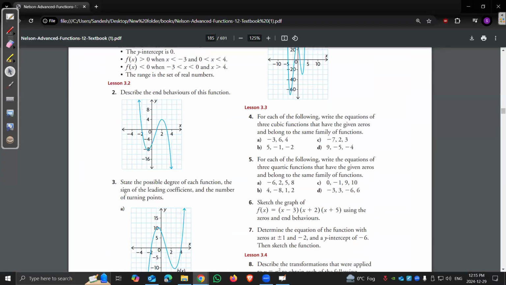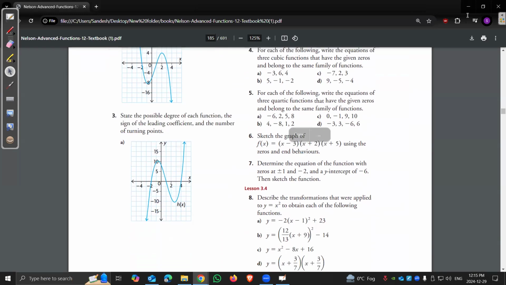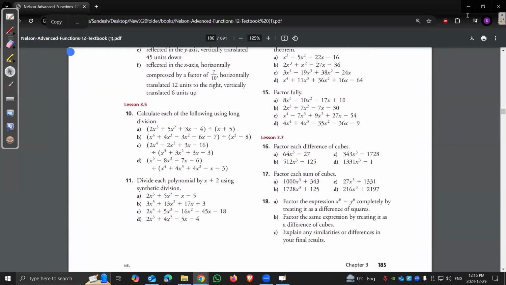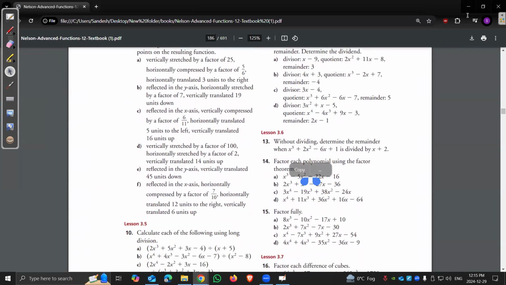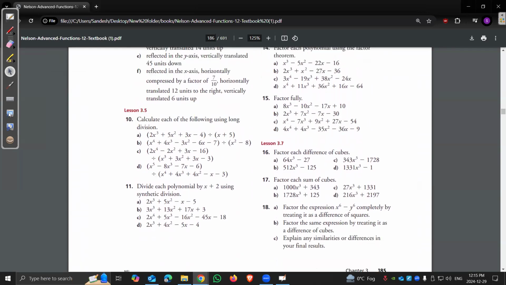We can actually ignore these. These are pretty simple, honestly. Let me see what we can do. All of these are very simple. Maybe we'll do one. Maybe we'll do this one.